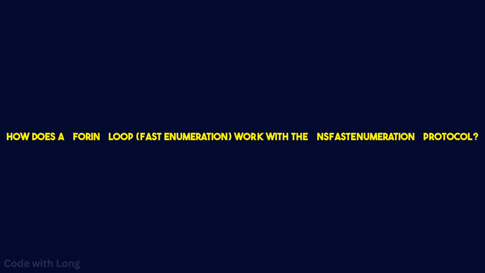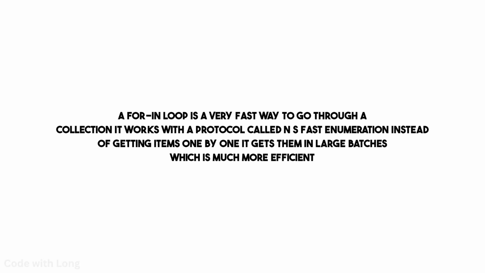How does a for-in loop, fast enumeration, work with the NSFastEnumeration protocol? A for-in loop is a very fast way to go through a collection. It works with a protocol called NSFastEnumeration. Instead of getting items one by one, it gets them in large batches, which is much more efficient.